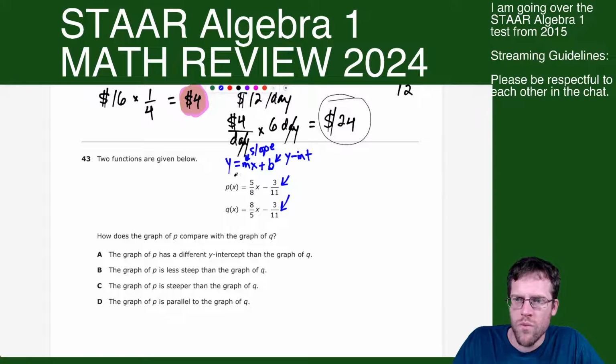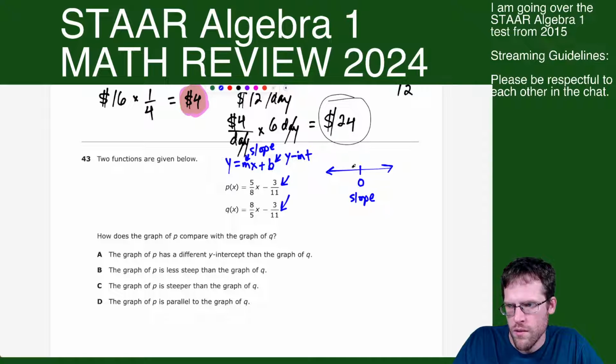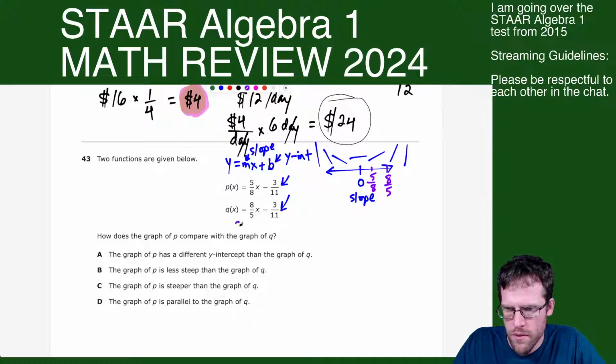So as the slope moves away from 0, like if this is 0 in terms of slope, that's a flat line. And then as it becomes more positive, it just gets steeper and steeper. As it becomes more negative, it also becomes steeper. So what I'm thinking of here is, all right, my slope is 5/8. But then my slope of 8 over 5 is greater than 5 over 8. 5 over 8 is between 0 and 1. 8 over 5 is greater than 1. So this one would be steeper.